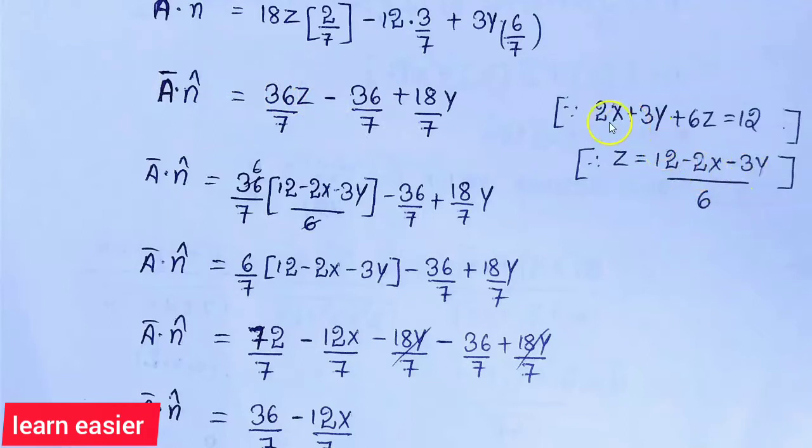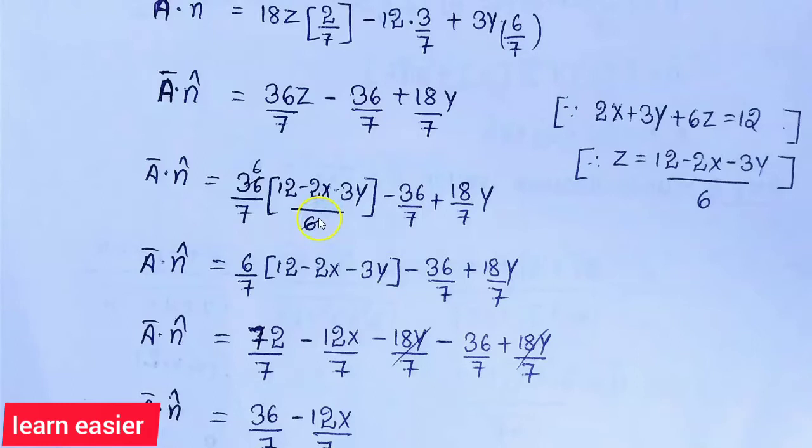So you have to take the 2x and 3y to this side. So that's why we got 12 minus 2x minus 3y, and here we have 6. So after taking 6 to this side we get 6 here. So (12 minus 2x minus 3y) by 6. Now why do we have to remove the z terms? Because we have taken the projection of the surface on the xy plane. So that's why we have to remove the z terms and replace those z terms in terms of x and y. So that's why we got z equals (12 minus 2x minus 3y) by 6 here.